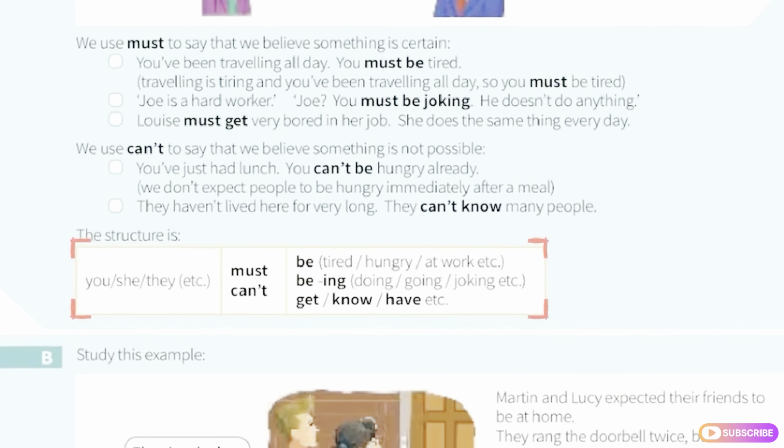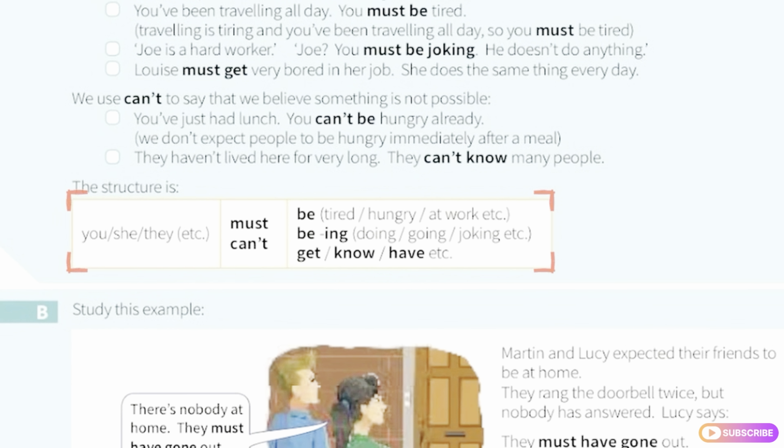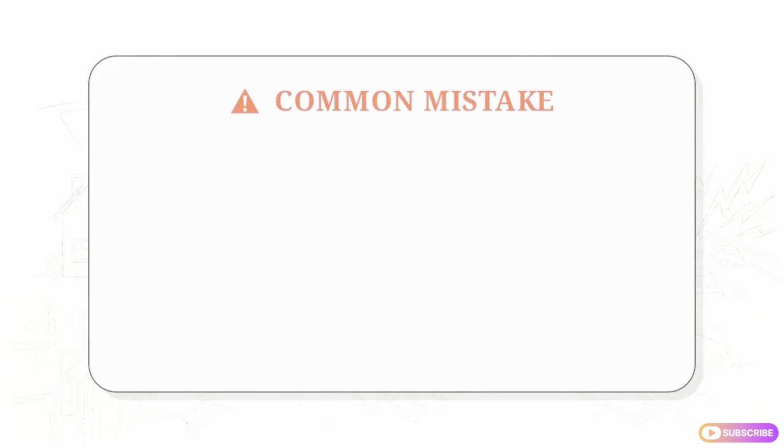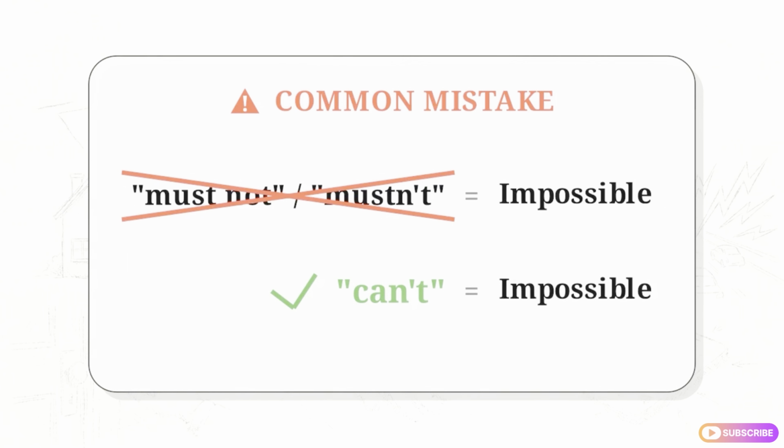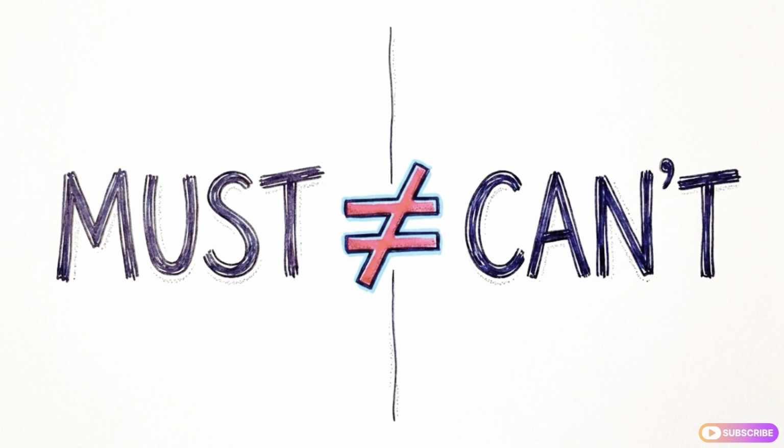For present tense deductions, follow this first table. Add must or can't, then a base verb, like be or know. Be careful to avoid a common mistake, using must not or mustn't to say something is impossible. In the logic of English deductions, can't is the true opposite of must. Using can't ensures your sentences sound natural to a native speaker.